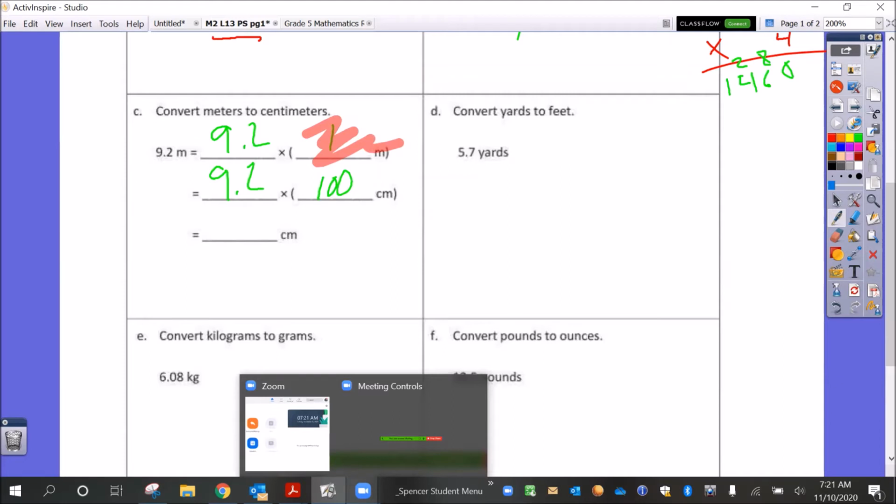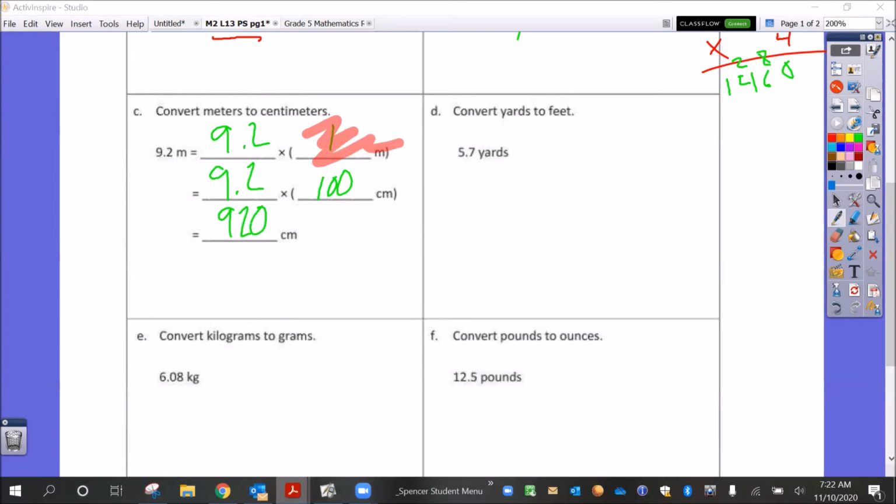Now, when we're multiplying by 100, we don't even have to set it up standard algorithm because of all the practice that we've had at the beginning of the year with multiplying by multiples of 100. And we know that we're shifting the place values across the decimal to the left. It will go twice. So it should be 920 centimeters. Good job.